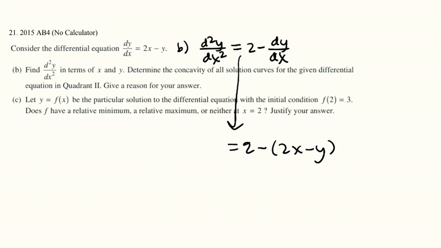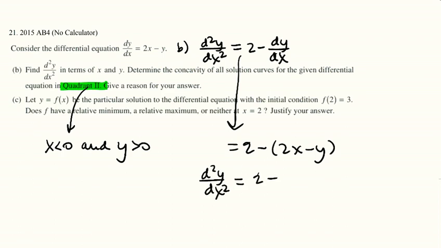Determine the concavity of all solution curves for the given differential equation in quadrant 2. Okay, we can do that. Quadrant 2 means that x is negative and y is positive. So I'm going to analyze the second derivative. It's going to be 2 minus, okay, 2x is going to be a negative number, and y will be a positive number. So minus a positive number. Okay, so I feel like there's something I'm missing here, but it does appear that this is going to be something negative. 2 minus dy dx. Oh, we're subtracting a negative. Okay, so 2 minus a negative number is positive, so it's always concave up.